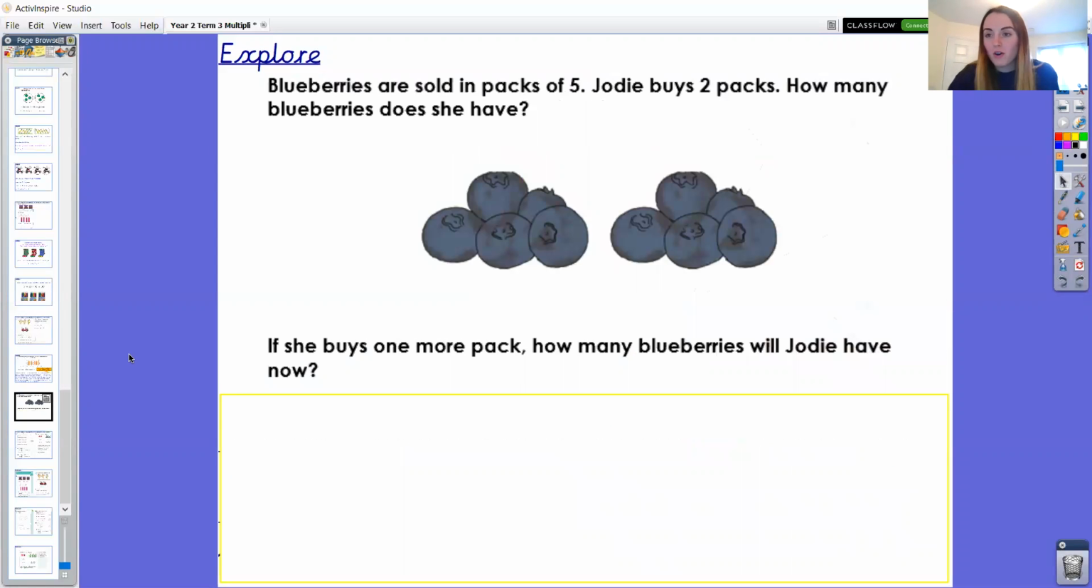Okay, moving on to our last explore question for today. Blueberries are sold in packs of 5. Jodie buys 2 packs. How many blueberries does she have? If she buys 1 more pack, how many blueberries will Jodie have now? So as you can see, there are 2 parts to this question, as there are 2 questions.